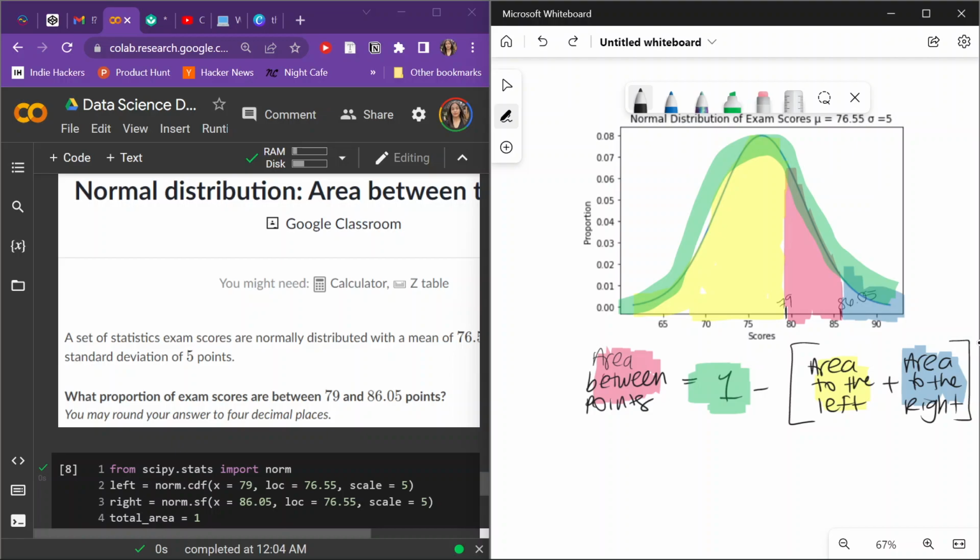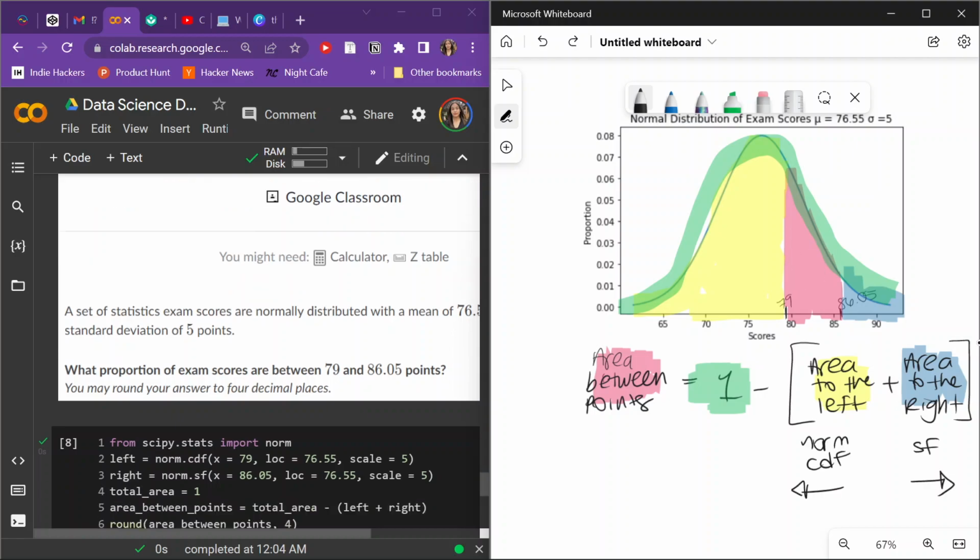And I just used norm CDF for this one and SF for this one, because norm CDF calculates the probability, I'm sorry, not the probability, the proportion to the left, and SF is the opposite of CDF. It's 1 minus CDF actually. It calculates the proportion to the right. And then I just subtracted that from the total area to get the pink part over here. So that's what I did in Python.